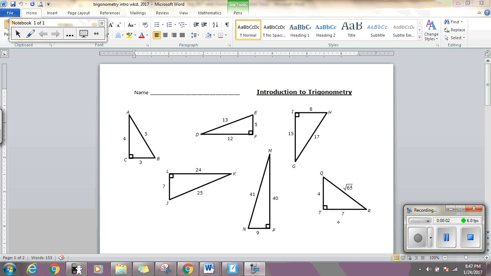Unit 8, Part B, Day 1 homework assignment. This is the assignment that corresponds with the Introduction to Trig lesson we talked about today.